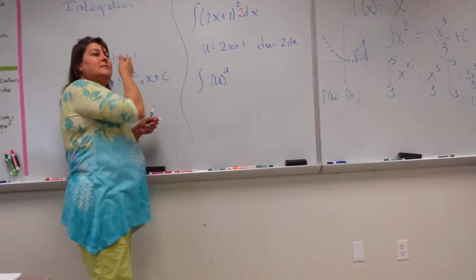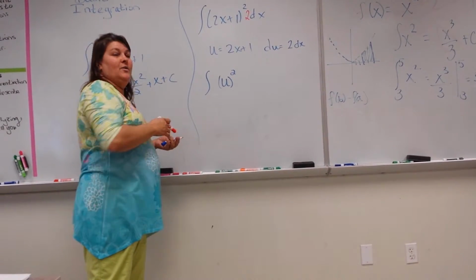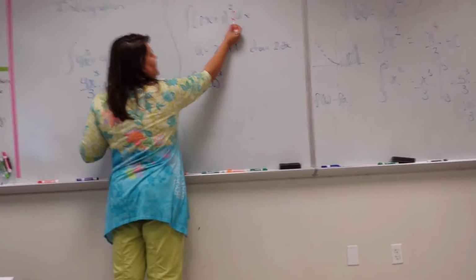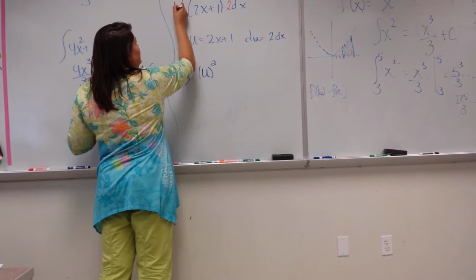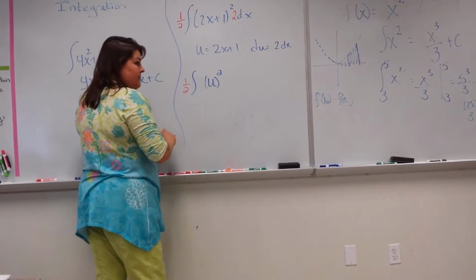What's the dilemma? I've changed something, so I have to do its opposite in order for me not to have really changed it. You have to pull out its reciprocal up front. So what's the reciprocal of 2? 1/2. There it is. And that's du.